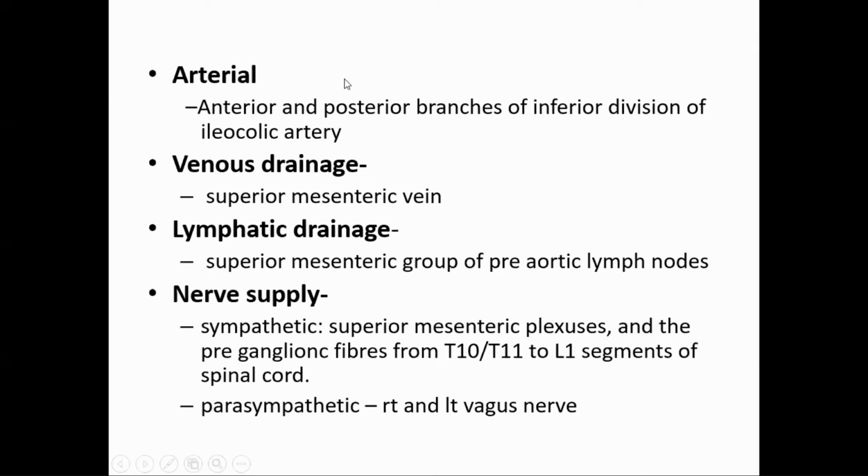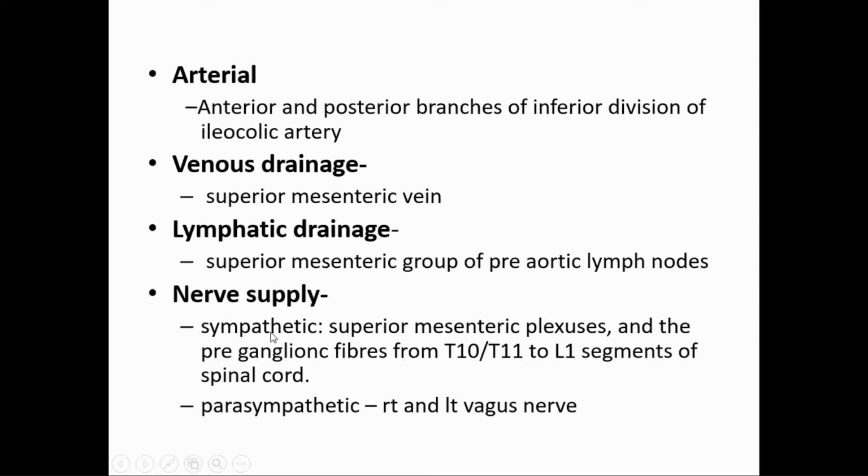Now the arterial supply of the cecum. They are supplied by the anterior and the posterior branches of the inferior division of the ileocolic artery. This ileocolic artery is a branch of the superior mesenteric artery. Venous drainage: veins correspond to the arteries, and they drain into the superior mesenteric vein of the portal system. Lymphatic drainage: superior mesenteric group of the pre-aortic lymph nodes.